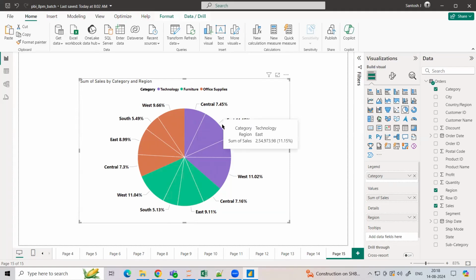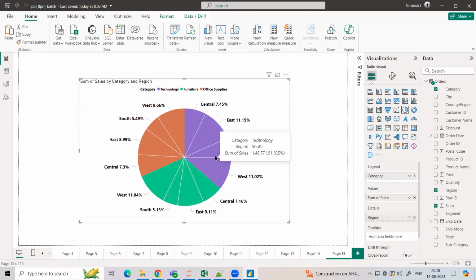11.51% is actually the contribution of the East region with respect to technology overall. But ideally, what I should have got is how much Central is contributing within technology, how much East is contributing within technology, how much South, how much West. So in this portion it should have calculated 100%, because Central, East, South, and West are the 4 regions.